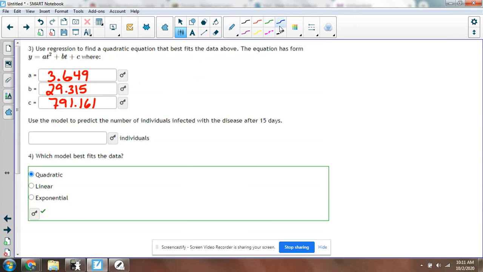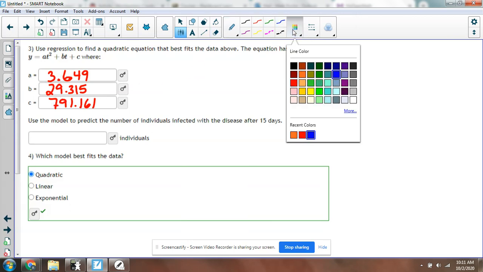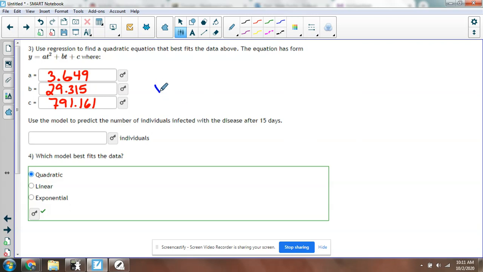Okay, so then our equation will be, if I write it out, it's going to be a little ugly, but it's going to be y equals 3.649 times t squared plus 29.315 times t plus 791.161.